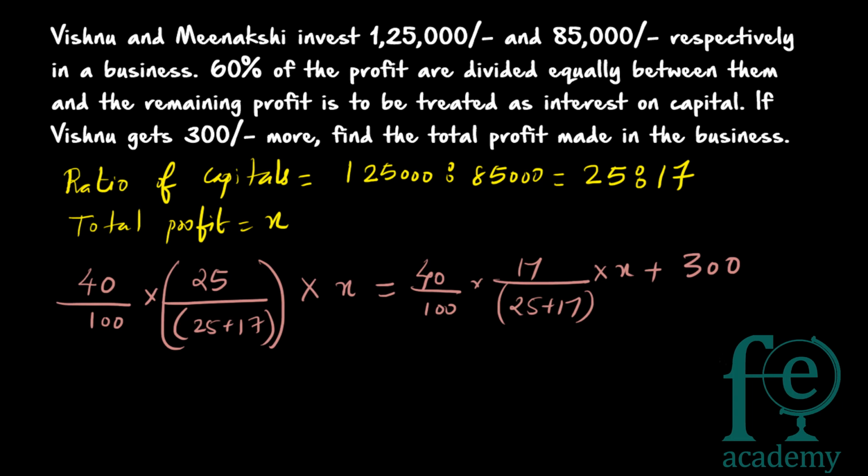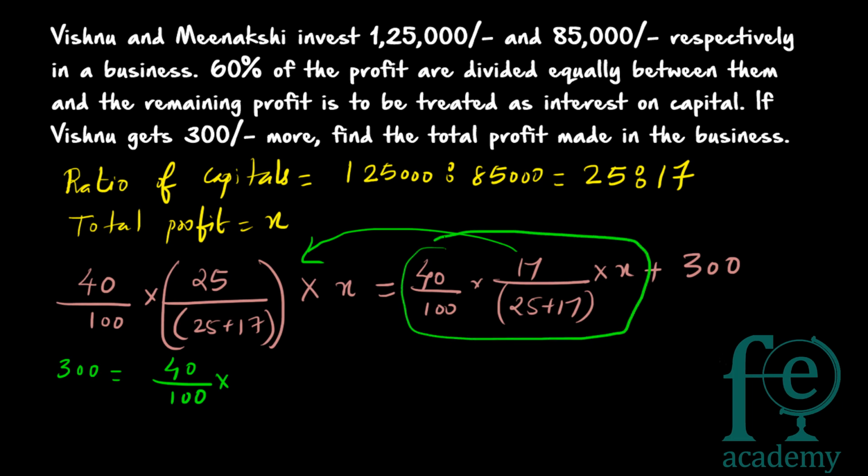So from this, how will you get the formula? So 300 will be equal to 40 by 100 into, you are bringing this term also to the left side. You are leaving 300 on the right side and bringing the term 40 by 100 into 17 by 25 plus 17 into X to the left side. So finally you will get 25 minus 17 divided by 25 plus 17 into X. So 300 is equal to 40 by 100 into 25 minus 17 divided by 25 plus 17 into X.